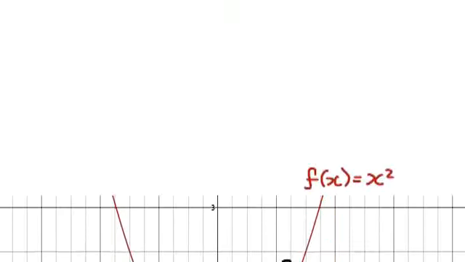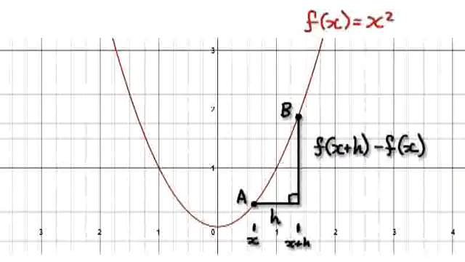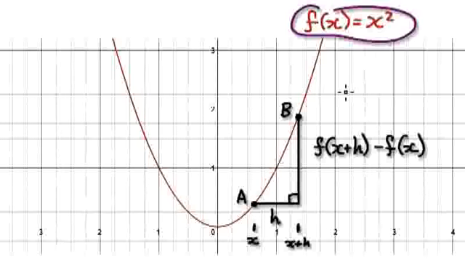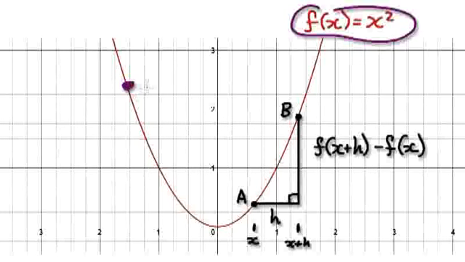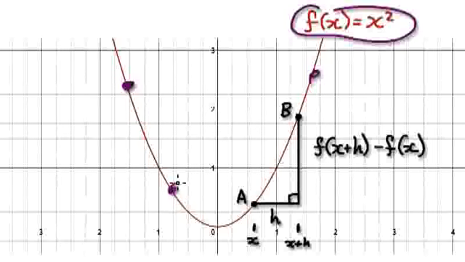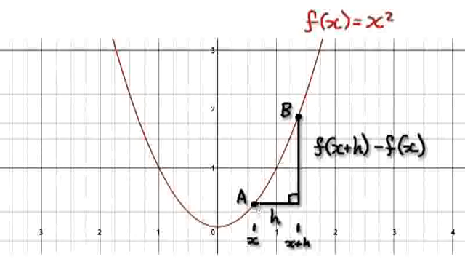Now I'm going to give you an example of how you can put calculus to use. Suppose you have a function f of x equals x squared here, and you want to find out the gradient. Well, it could be anywhere on this line here. You could find out the gradient at this point, at this point, at this point. It could be anywhere. Let's just say we want to find out the gradient at A.